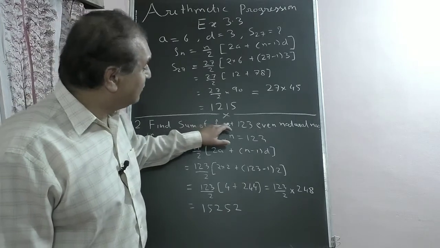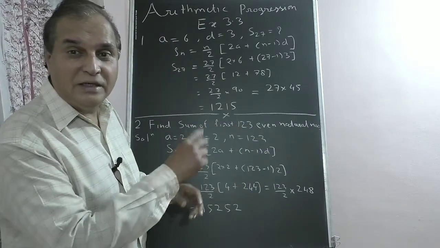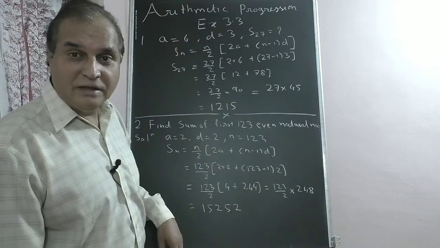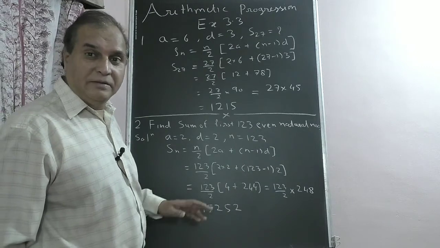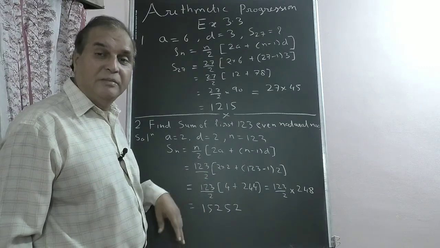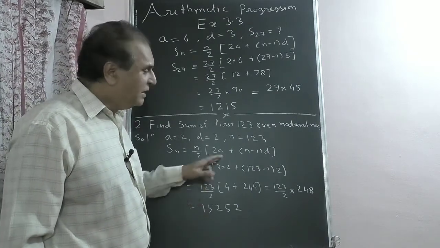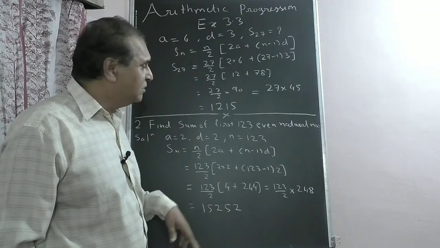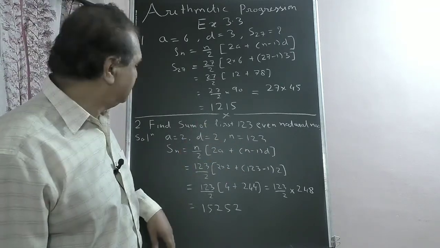Find the sum of first 123 even natural numbers. 123 even natural numbers. It starts from 2. Okay? Even natural, first number is 2. Second number is 4. Third is 6. You can write down 2, 4, 6, dot, dot, dot. 123 even numbers, so it will go up to 246.